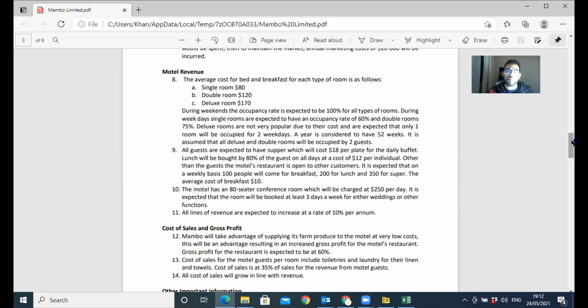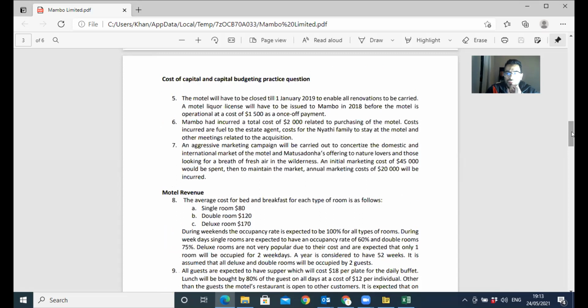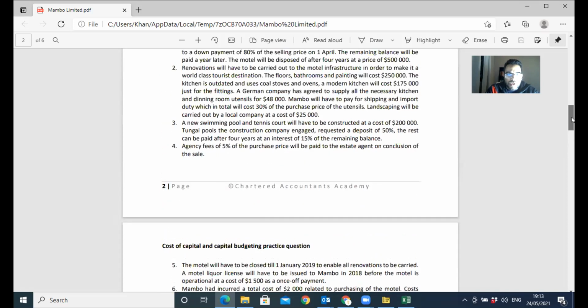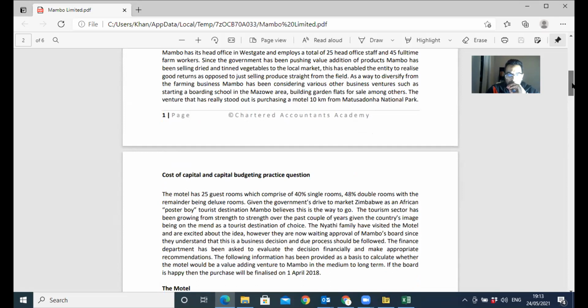So what does that mean? We need to work out how many rooms there are for each type and then how many days there are in the year. So we have to split out weekends versus weekdays. Let's just quickly see how many rooms there are. I think when we read the scenario the very first time, it told us how many rooms there are.